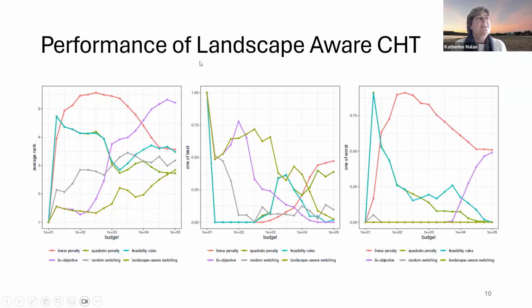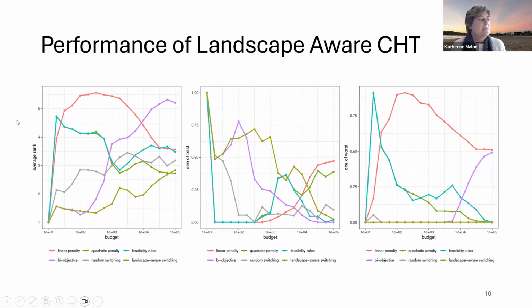So we then test the performance of this, what we call a landscape-aware constraint handling technique, on a different set of problem instances. So this is a testing sample. We look at linear penalty, quadratic penalty, feasibility rules, bi-objective. We look at a random switching strategy just as a sanity check, something that just randomly chooses a different constraint handling technique at certain intervals, and then our landscape-aware switching.